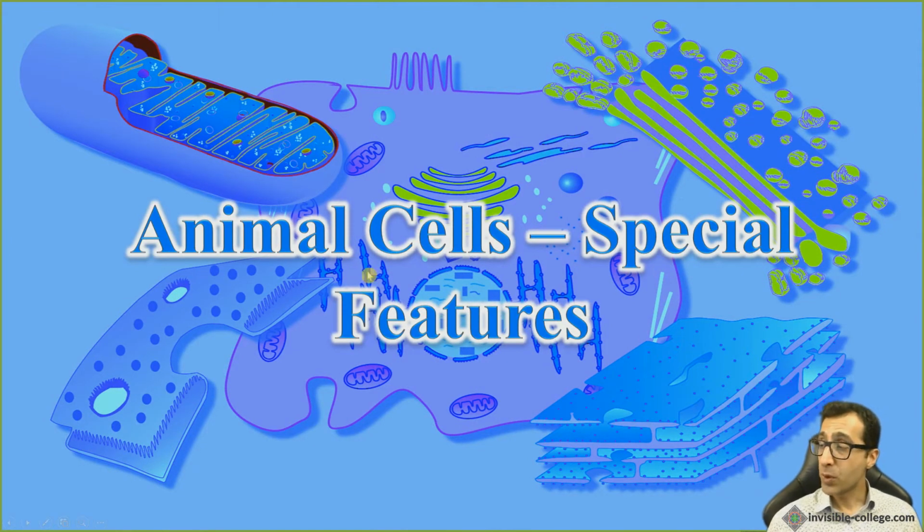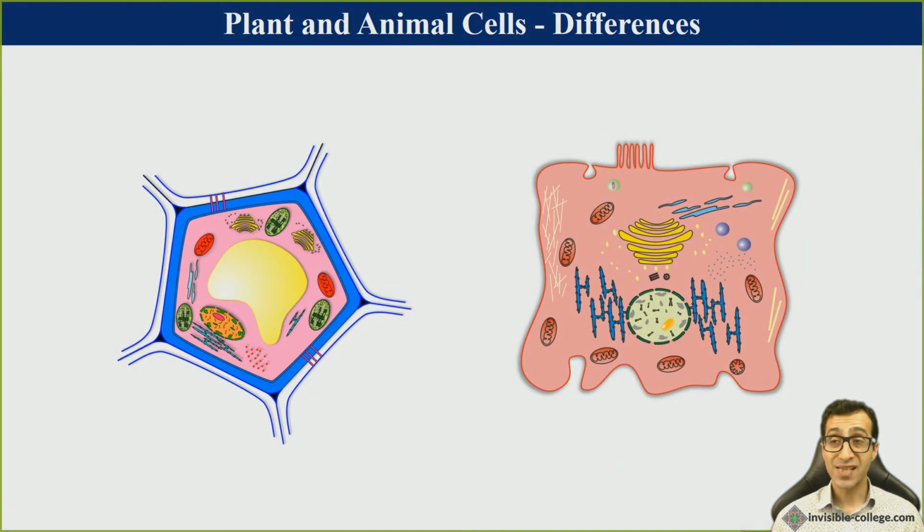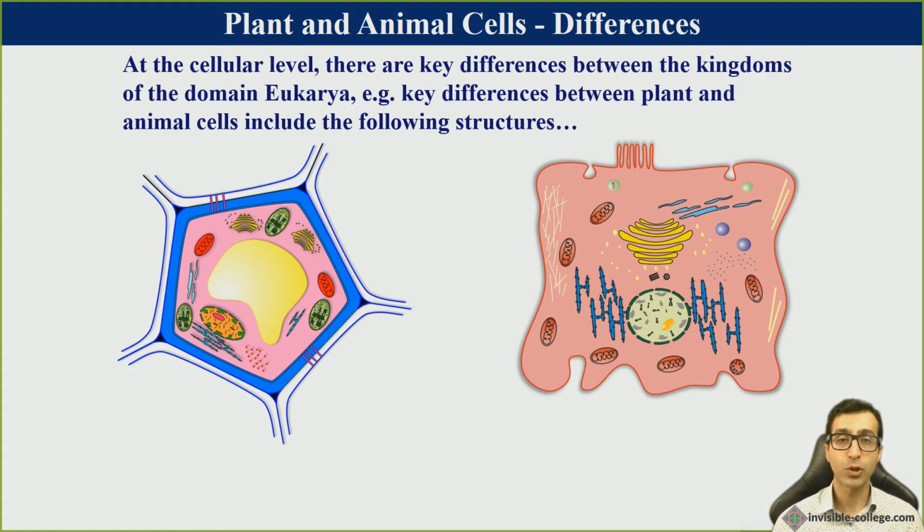So, we've been talking about the general features of eukaryotic cells, in other words, the features that all eukaryotic cells possess. Let's now take a look at the features which are unique to animal cells. So, at the cellular level, there are key differences between the kingdoms of the domain Eukarya. There are key differences between plant and animal cells, and differences between plant, animal and fungal cells, and so on. So we're going to look at some of those differences.